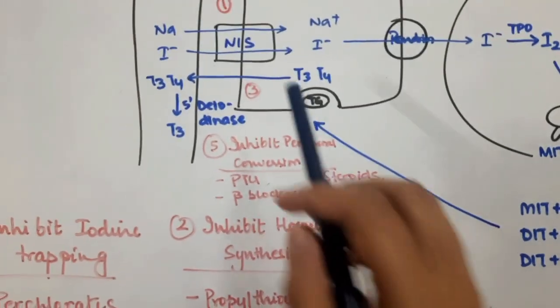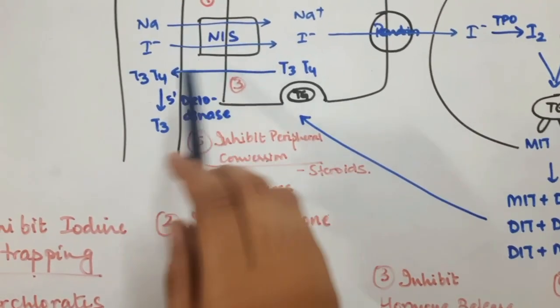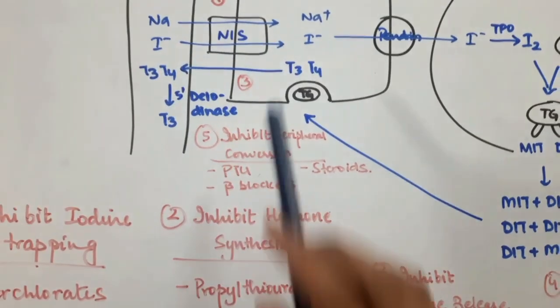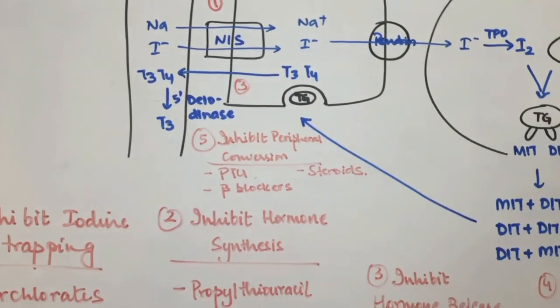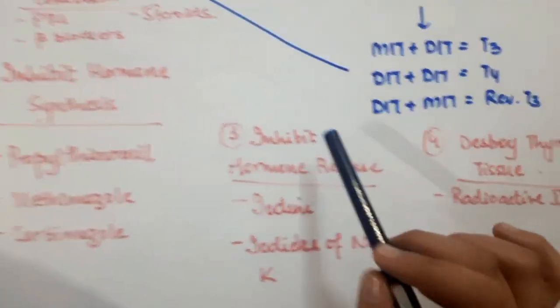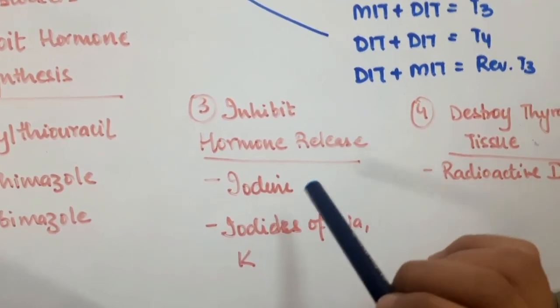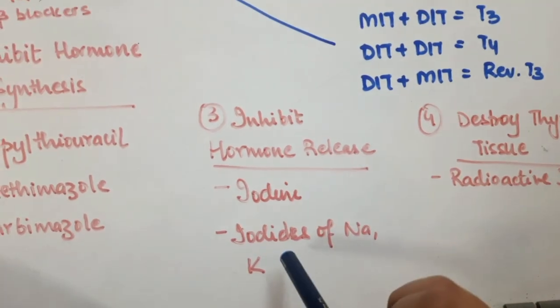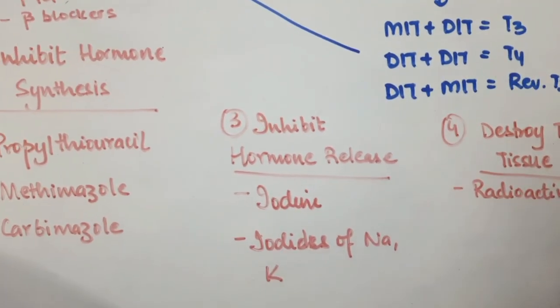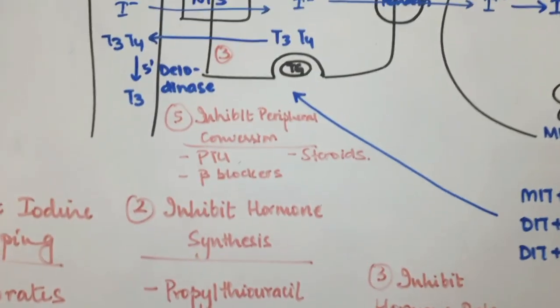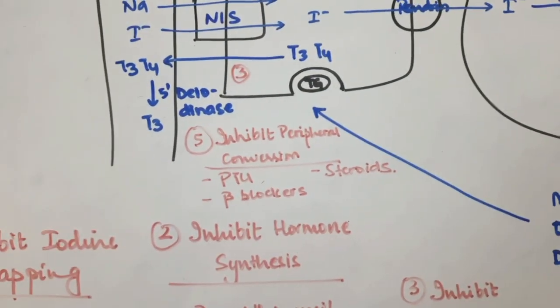The next group of drugs will inhibit the release of thyroid hormones. So we know the thyroid hormones are released into circulation after they are formed. The third group of drugs which inhibit thyroid hormone release are iodine and iodides of sodium and potassium. These are the drugs which inhibit release of the thyroid hormones into the blood.